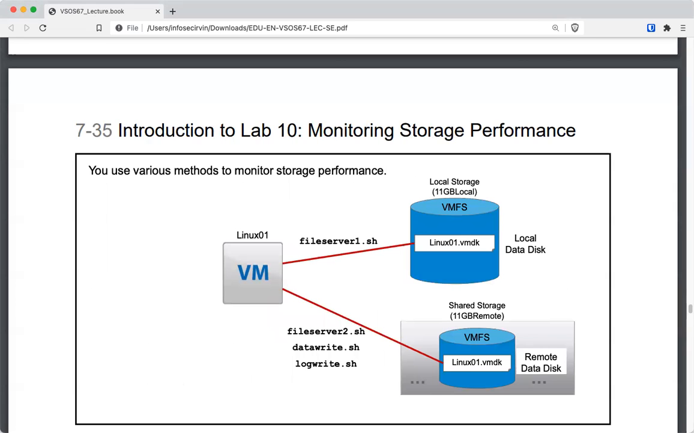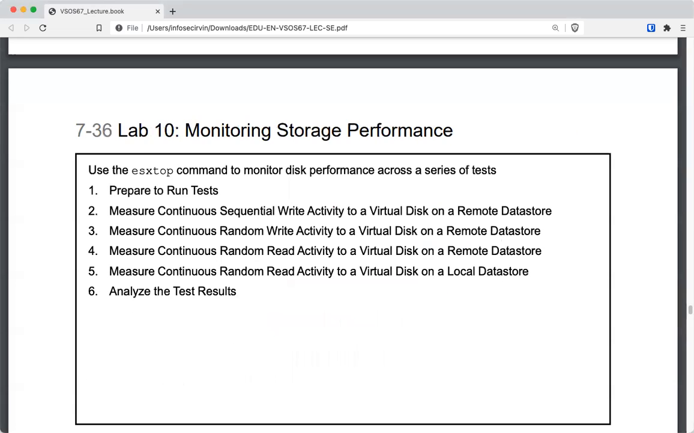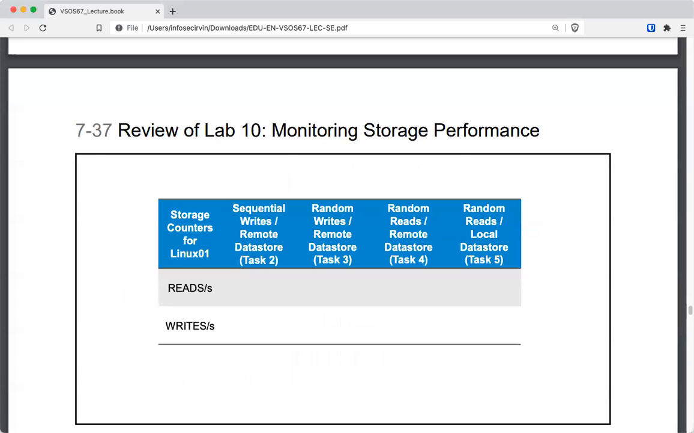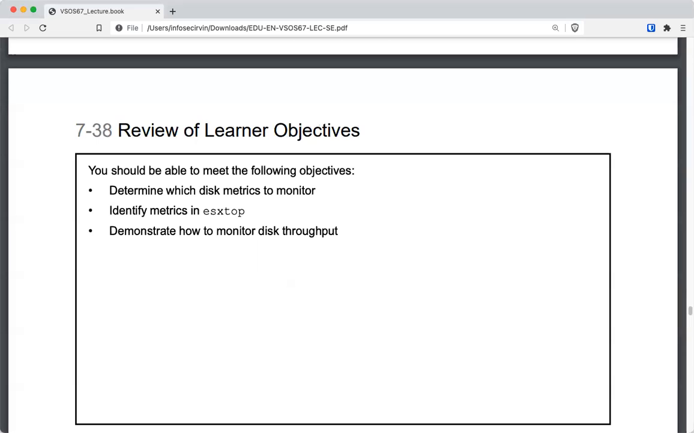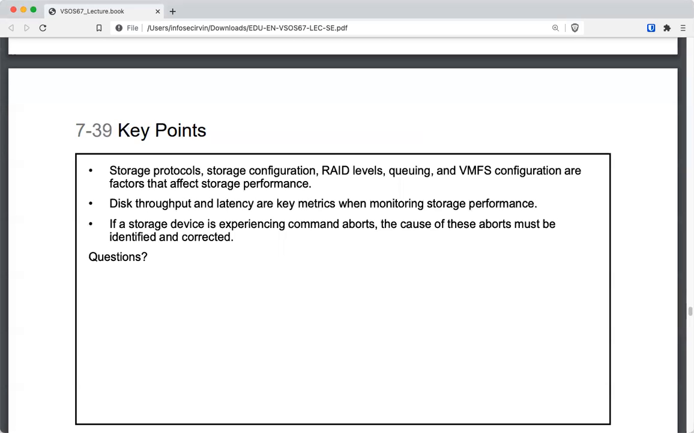You'll have a lab, of course, and in that lab you'll be able to monitor these things. And that is actually the end of this section.